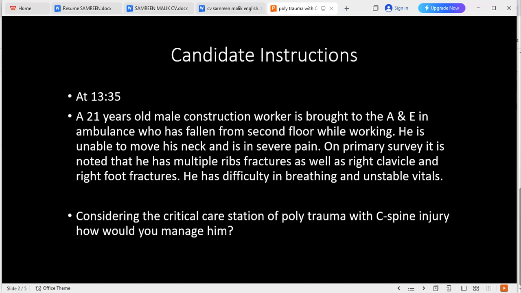Then I will assess the airway by talking to the patient. If the patient is talking, the airway is okay. If there is any abnormal sound or the patient is not talking, I should go for further examination of the airway. If there is any foreign body in the mouth, I should remove it with Magill forceps. If there is any facial trauma, I will consider airway insecurity.